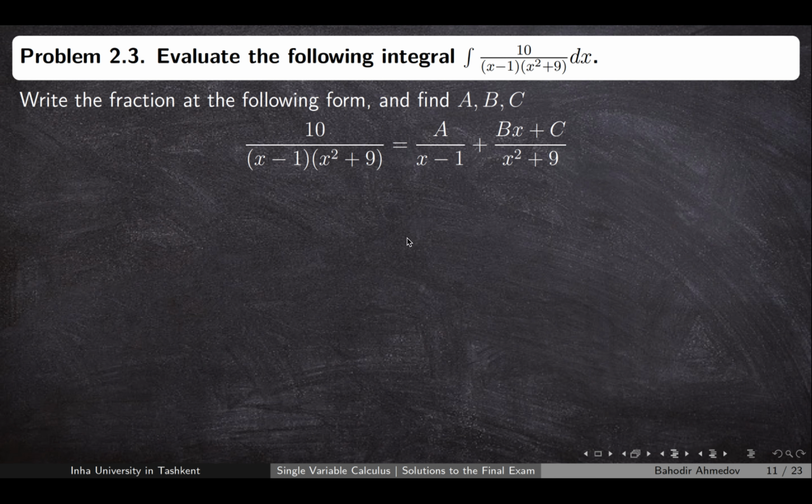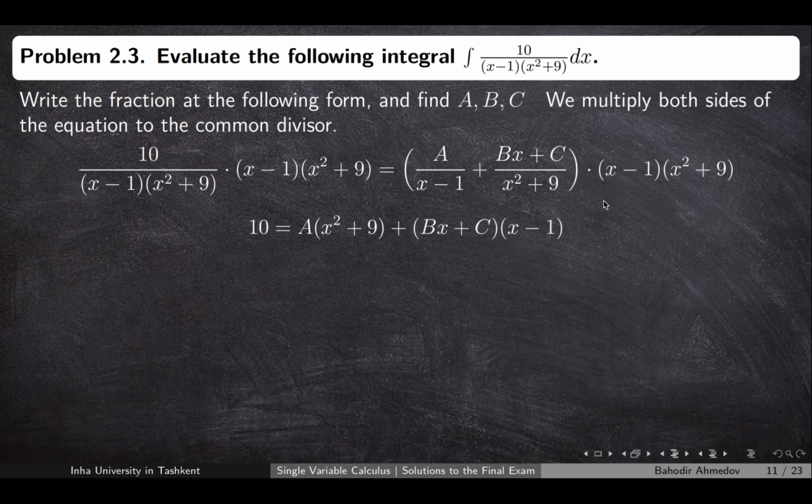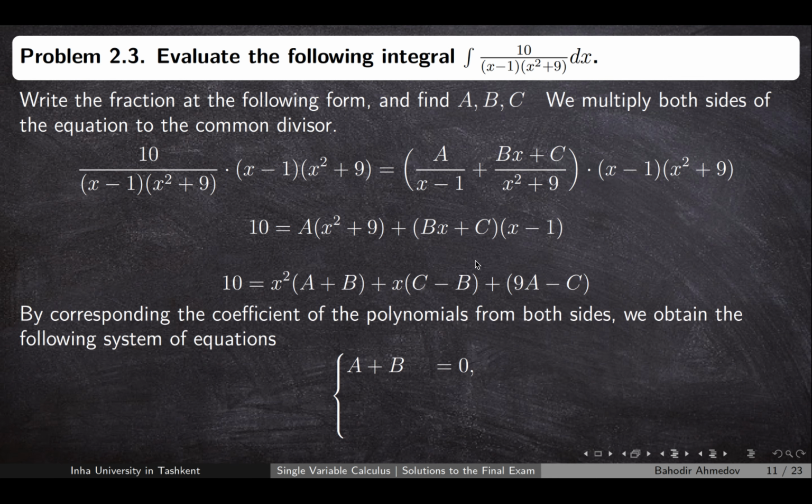So in order to find a, b, and c, I would like to give the common denominator here and multiply both parts by this denominator. If I do this, on the left hand side I'm going to have simply 10, and on the right hand side I will give the common denominator and multiply this by x minus 1, multiply by x squared plus 9. If I do this on the right, I'm going to get this term. Now I would like to regroup them in terms of x squared, x, and the free coefficient. So the coefficient before x squared is going to be a plus b, the coefficient before x is going to be c minus b, and the free coefficient is going to be 9a minus c.